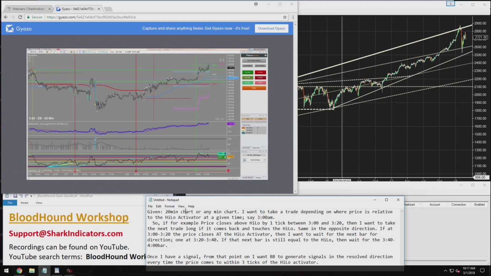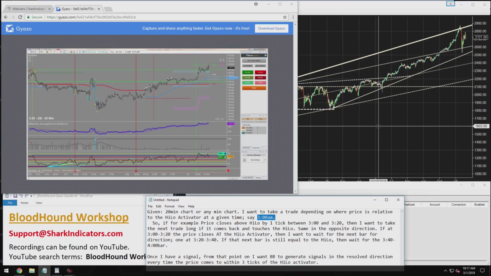I always like to start with the simple rules first. And here, this first part looks like what we're seeing on the screenshot. At 3 a.m., we're getting a signal that tells us what side price is relative to the red indicator, the high-low activator indicator. If price is below it, then at 3 a.m. we're generating short signals, because the high-low activator tells us that we're in a short trend condition there. So, let's create this first here.